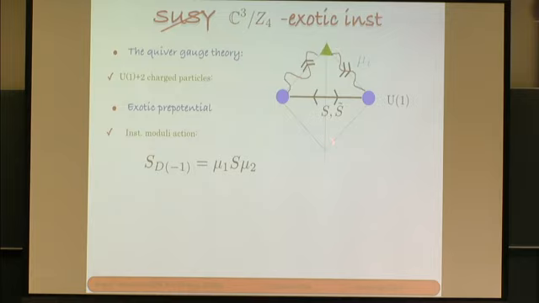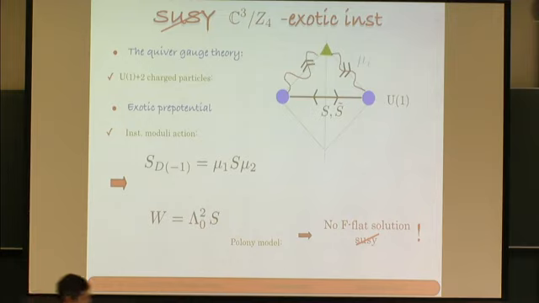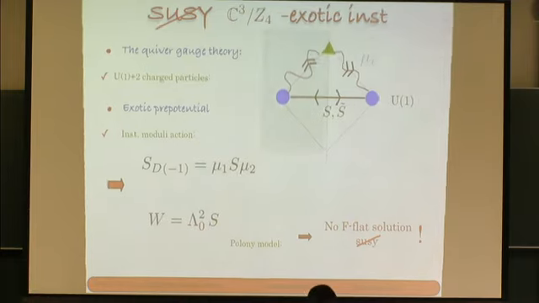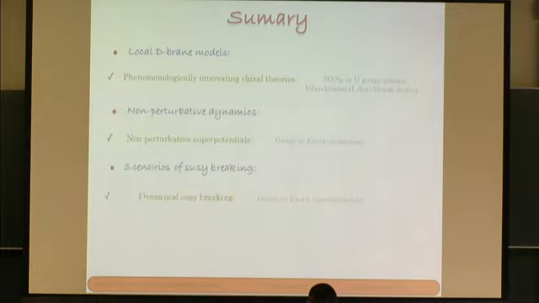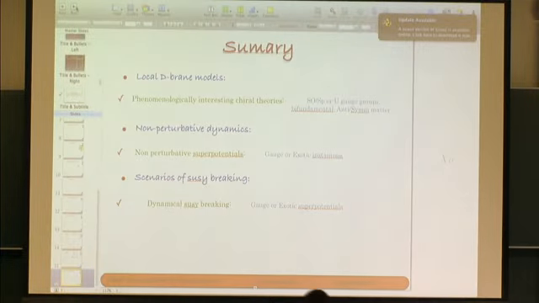I just have two fermionic modes. The action is just S mu1 mu2. You just integrate it, and you find a linear term. This is what is called the Polonyi model. This is clearly the minimum of this. If you just vary with respect to S, you see that there is no supersymmetric minimum. Therefore, this breaks supersymmetry. Since I am running out of time, I skip the summary. I'm sorry. Okay, this is it.